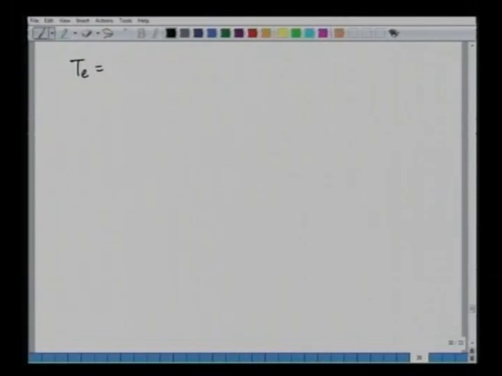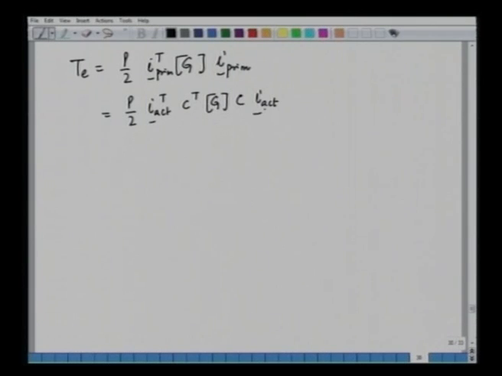We know that TE is equal to P by 2 I transpose G I. So, this we have seen from the Kron primitive machine equation. Now, this I is I primitive, and here is I primitive. So, again we replace I primitive by C into I actual. So, that is what, if you do, what we have here is I actual transpose into C transpose G C I actual. Now, that is equal to P by 2.